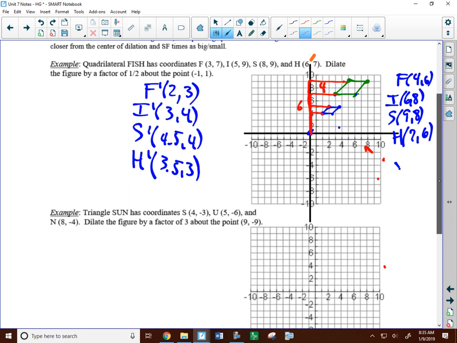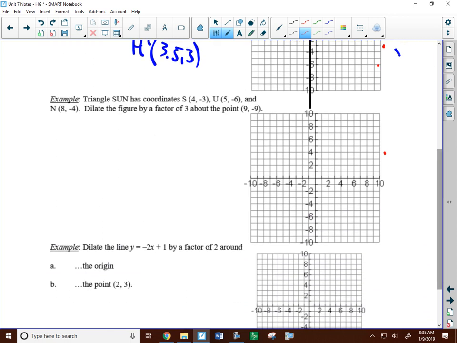The main method I did was redraw new axes. Well, for this, I'll do one more of these. I got triangle SUN here. Go ahead and plot the points. How about for this one, I will do that counting method I did. 5, 6, 4. So again, the last method would work, but let's do something different. So dilate this figure by 3 around 9, negative 9. Let's make it 3 times as big, 3 times as far away.